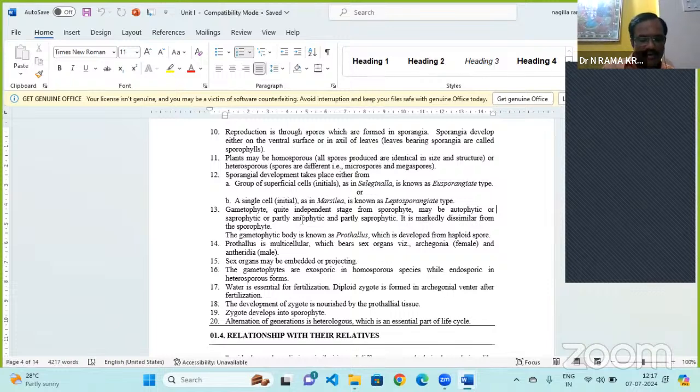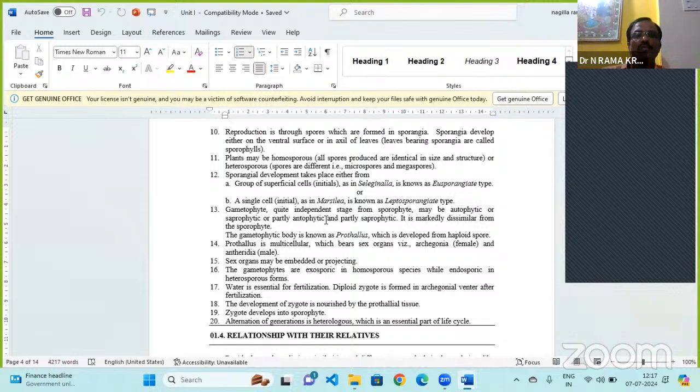Here the gametophyte is inconspicuous and very much reduced. In bryophytes, the gametophyte produces the sporophyte, and the sporophyte produces the gametophyte; that is the alternation of generations. But here the gametophyte is a short and reduced stage. Generally, gametophytes are of two types.